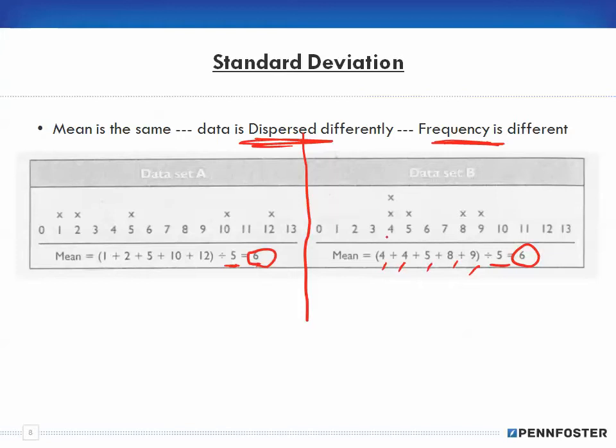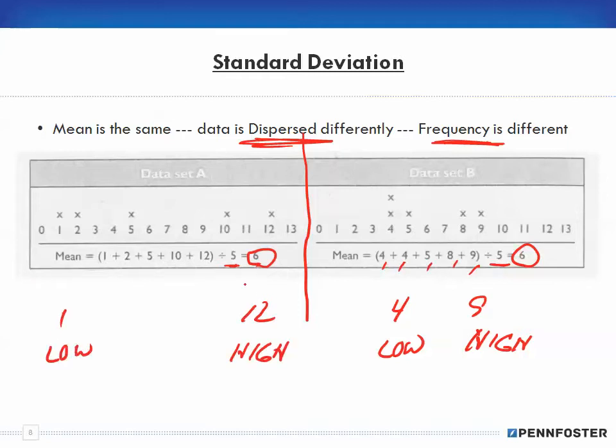Over here for data set B, the data is dispersed between 4 and 9, meaning that's its range. The range being the high value of 9 and the low value of 4. Over here, the range for data set A is the high value was 12 and the low value was 1. So the dispersion is different. Even though the mean is the same and we pulled them 5 times each, the dispersion can be different. So with a data set, your dispersion can be different and your frequency can be different.